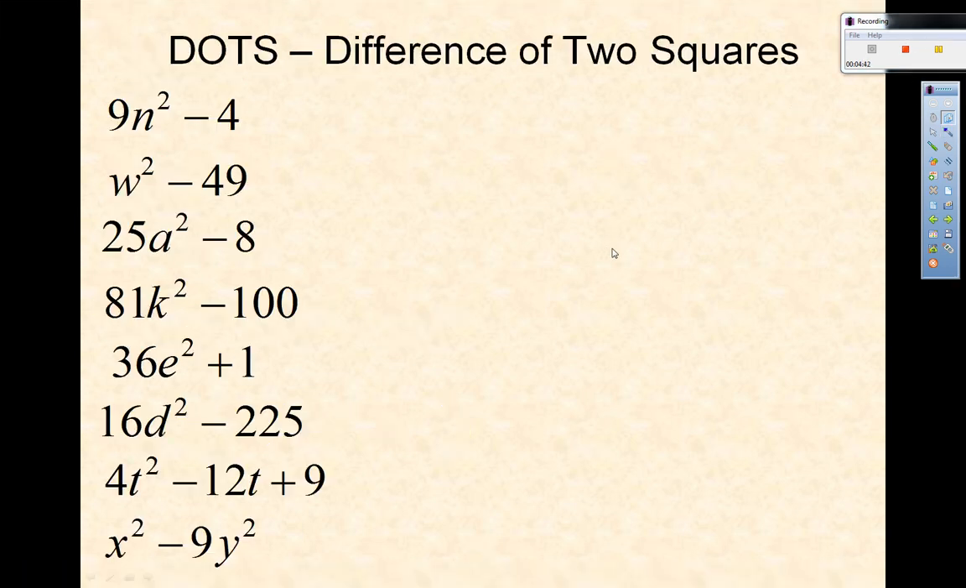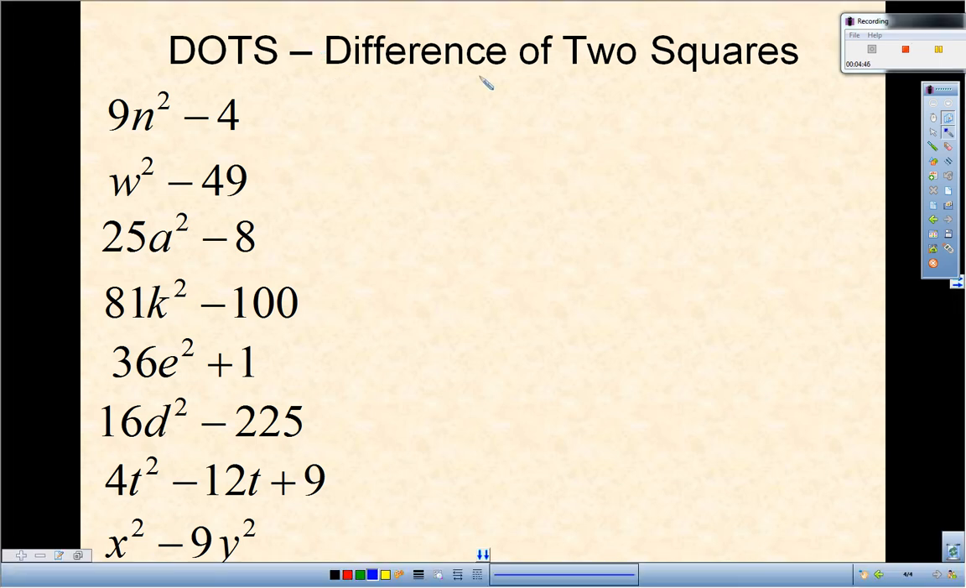Now, another thing you might see is what we call a difference of two squares. In order for it to be a difference of two squares, or DOTS, first of all, the operation has to be a subtraction. There has to be two terms, and they have to have square roots. So like for the first one, 9n squared minus 4. That is a difference of two squares. The square root of 9n squared would be 3n. The square root of 4 would be 2.